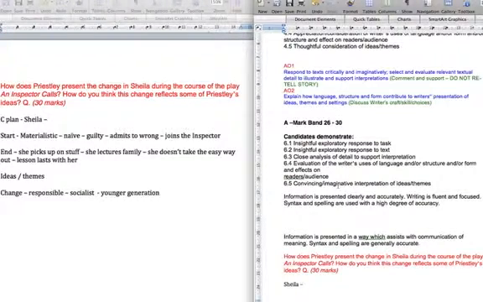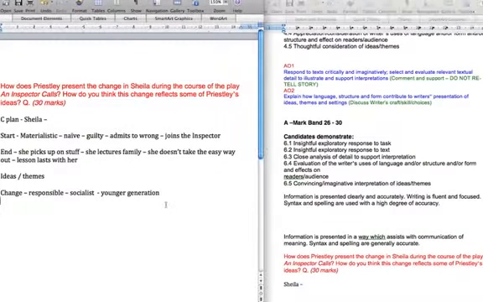So again, imaginative in this one shows that we need to be able to go past simply saying, this is a socialist play, he wants them to be good. We have to really give a lot more description and detail, something more convincing than that. And then information is presented clearly and accurately, writing is fluent and focused, and syntax and spelling are used with a high degree of accuracy. So we have to write a lot better than we did in the last one as well. So that's what we're going to try and do.